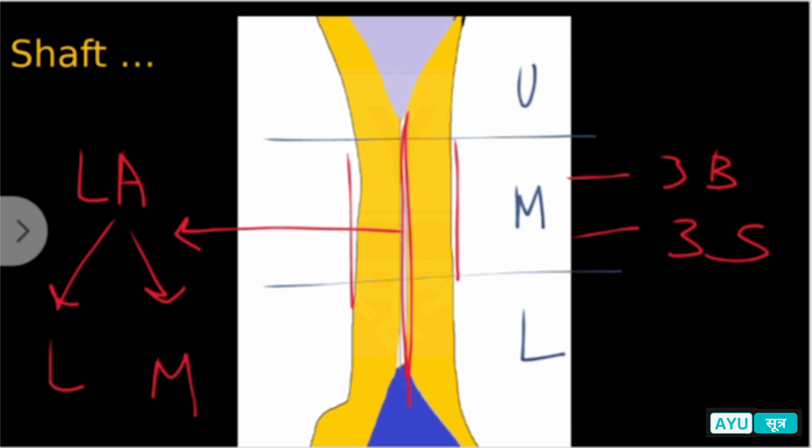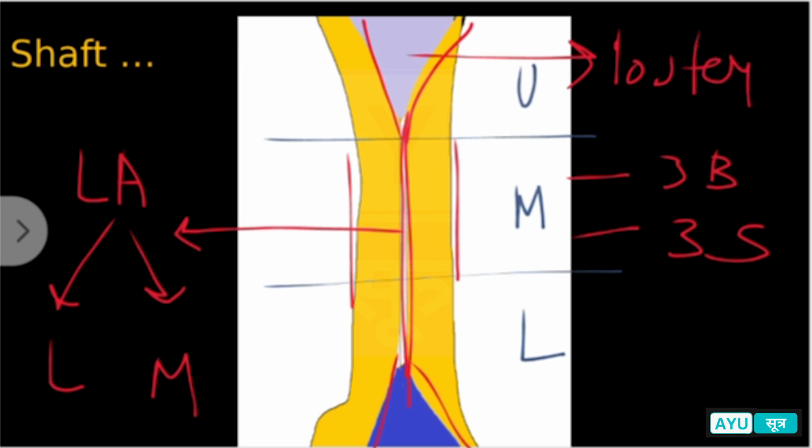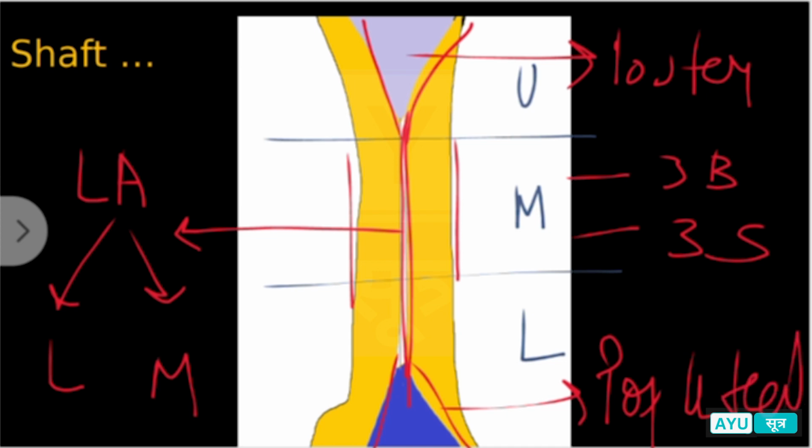The linea aspera diverges in the upper and the lower end to form additional surfaces, which in the upper end is known as the posterior surface and in the lower end is known as the popliteal surface. The linea aspera in the upper end diverges in the form of the lateral lip of gluteal tuberosity and the spiral line, and in the lower end it forms the supracondylar lines.